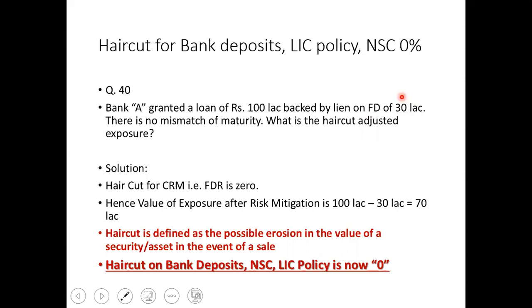FD 30 lakhs, zero haircut. So 100 minus 30, how much? 70. Now what is the risk weight assigned for this category? 75%. The haircut adjusted exposure means 70. And what is the capital needed? Again you have to apply the risk weight applicable for this category. Now this comes under retail regulatory exposure. Note down, retail regulatory exposure, risk weight is 75%.